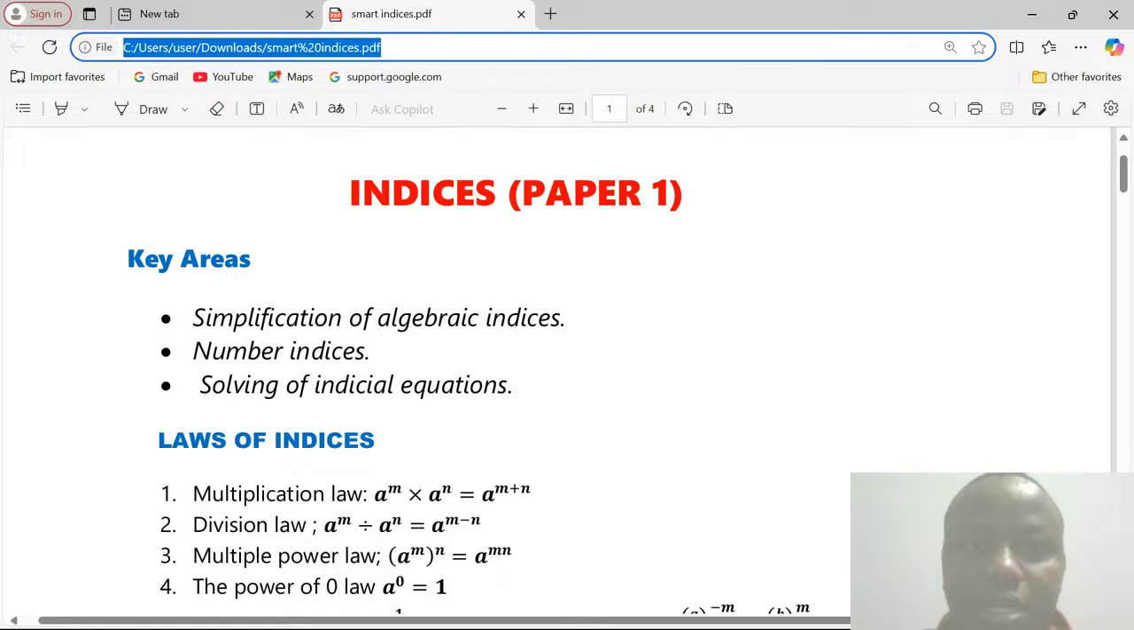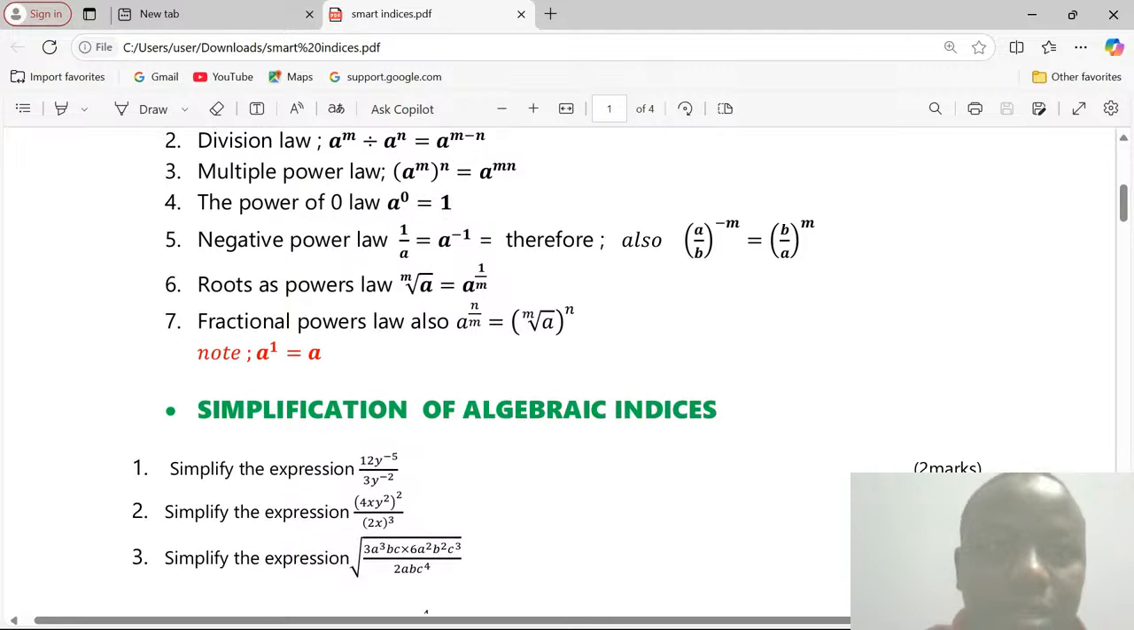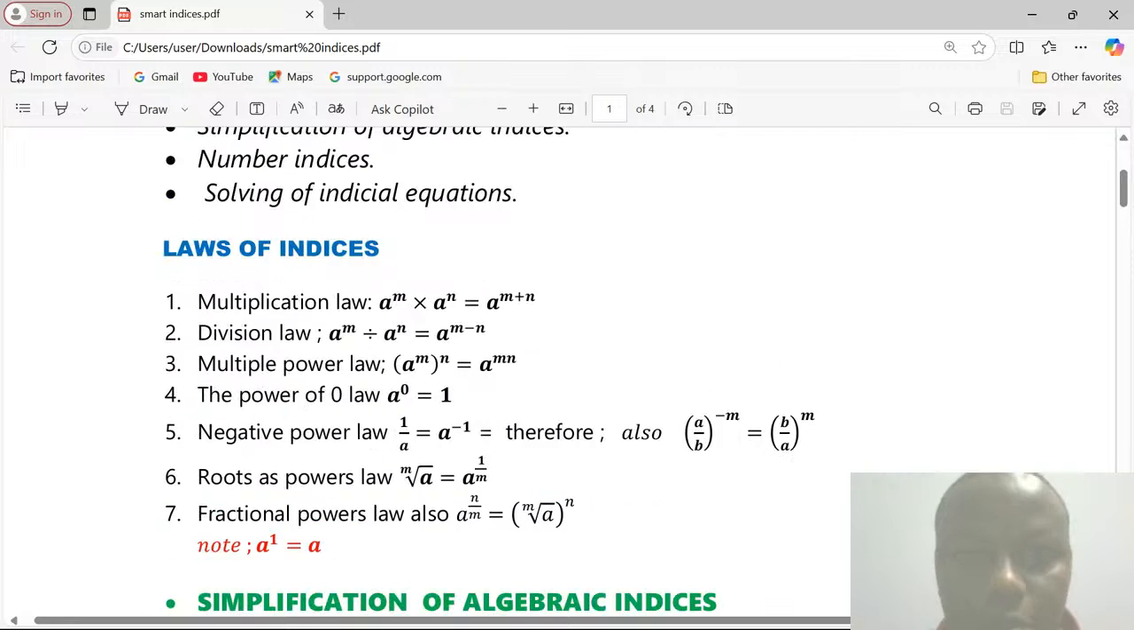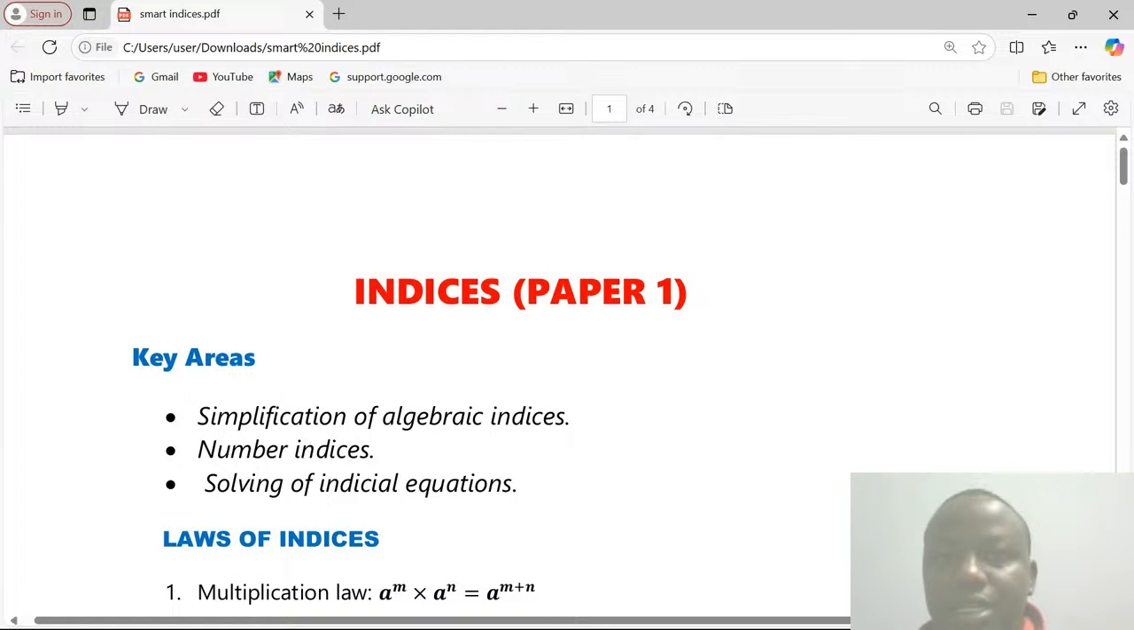Yeah, this is the document that we shall interact with, and I hope you shall benefit at the end of the lesson.